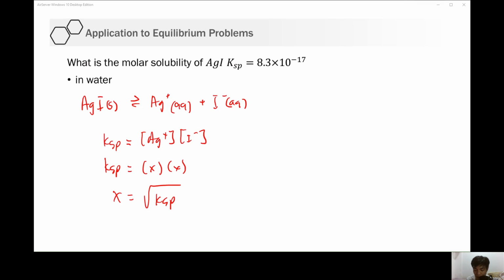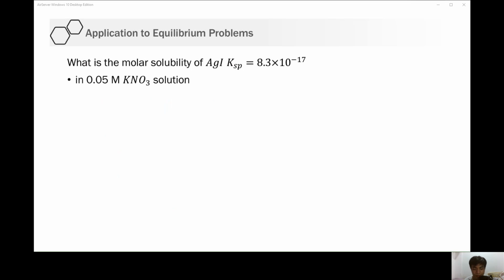Okay. So the molar solubility of silver iodide in water alone is 9.11 times 10 raised to negative 9 molar. Okay. So that's the molar solubility of silver iodide in water. So as you can see, silver iodide dissolves in a very, very small extent only. Okay. How about in 0.05 molar potassium nitrate?